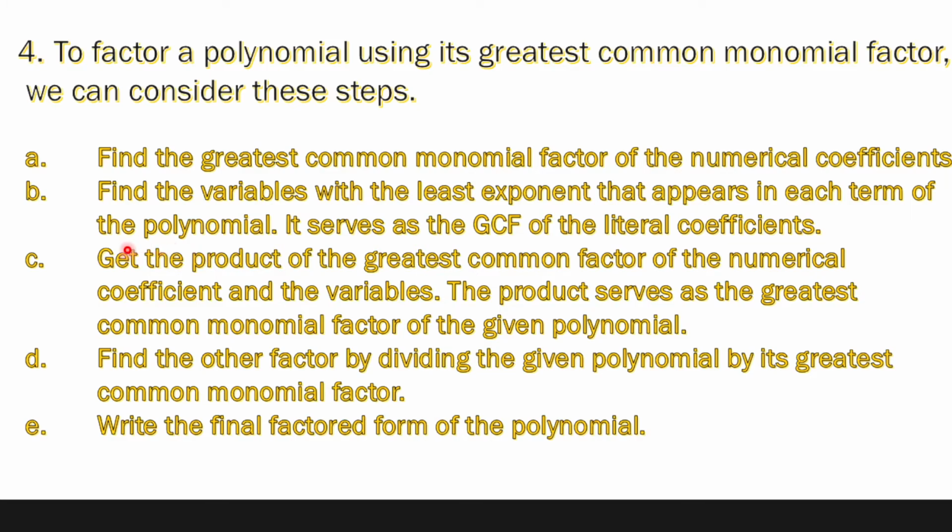After that, get the product of the greatest common factor of the numerical coefficient and the variables. Pag multiply yun na. The product will serve as the greatest common monomial factor of the given polynomial. Ngayon, nakuha na natin yung ating GCF. Diba? Pupunta tayo kay other factor. I-divide natin yung nakuha nating GCF sa kanya at makukuha natin si other factor at i-multiply natin si final factor para magkaroon tayo ng factored form ng polynomial natin.